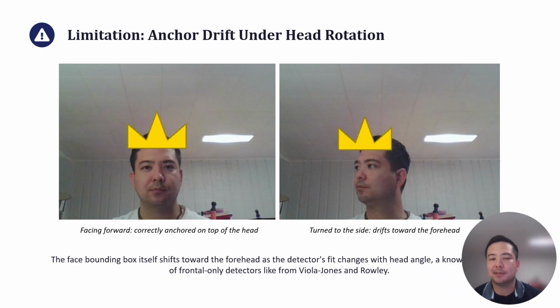Now, this happens because the system anchors everything to the center of the facial detection box, and that box itself is basically shifting as the face turns. So the detection fit, the overall rectangular box, changes with the head angle. This is a known limitation of frontal face detectors like Viola-Jones and the Rowley neural network detector I cited in my report's related work. They're both built and tested on upright forward-facing faces.